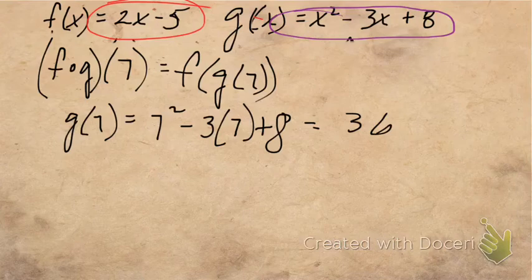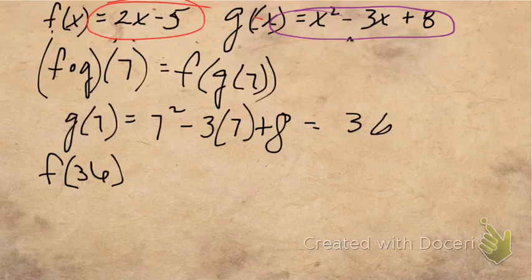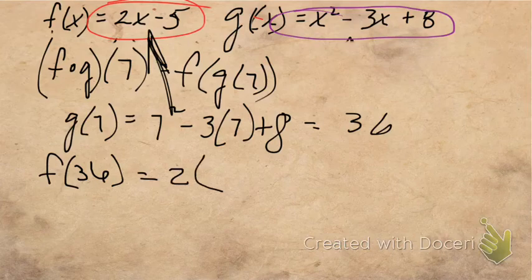So now I have f of, what number goes in these parentheses? 36, because that's what my g of 7 is. So now I go back and I take what I have there circled in red, and I put 2 times what?